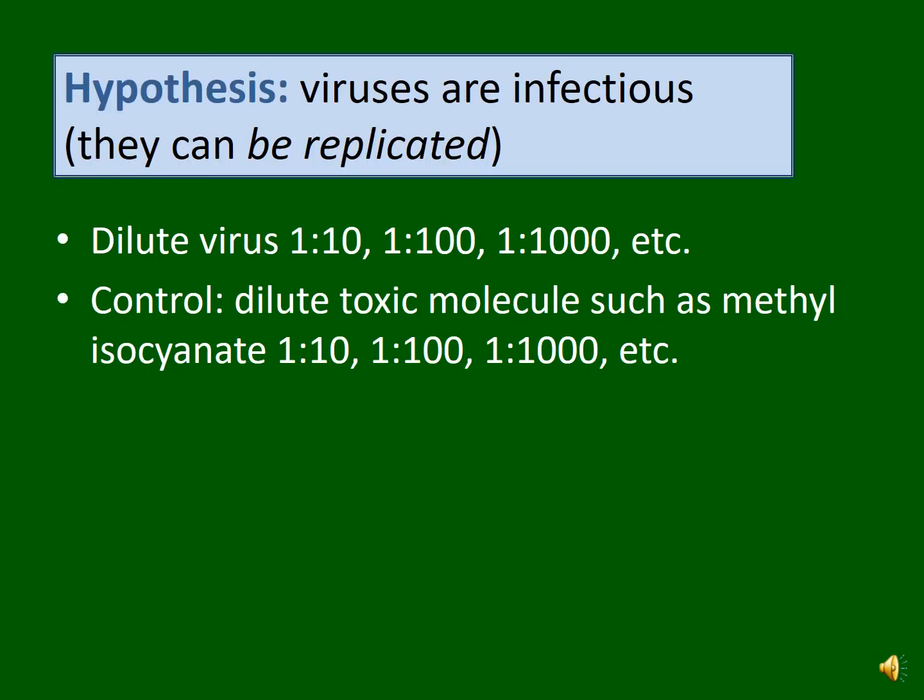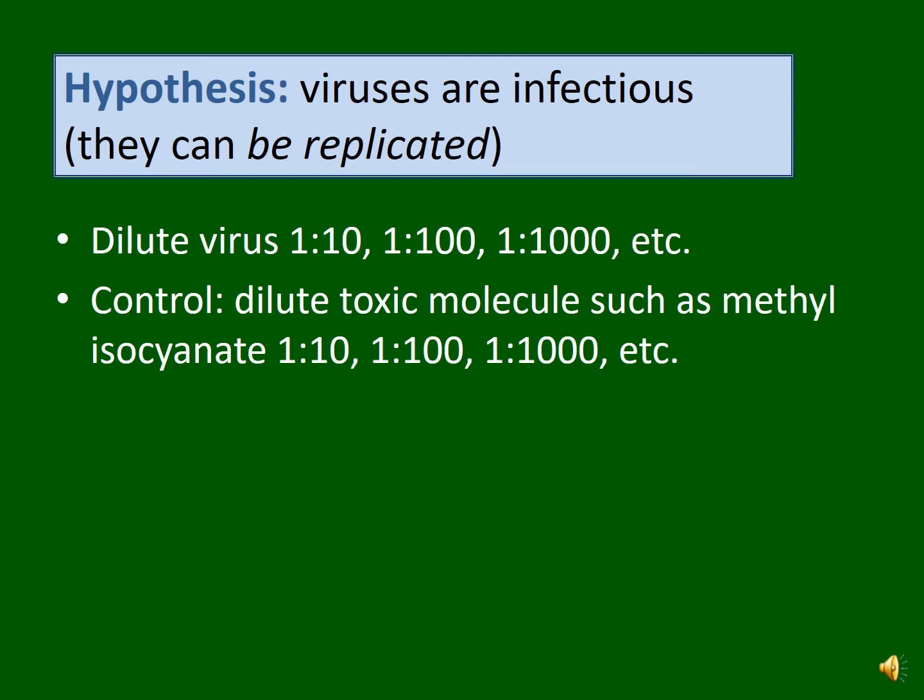If you want to test the hypothesis that viruses are infectious, that is, that they can be replicated, you've got to dilute it way out, and we do this serially. You dilute it first 1 to 10, and then you dilute the 1 to 10 by 1 to 10 again, so you have a 1 to 100, then 1 to 1,000, and so on. And you show that no matter how great the dilution is, you still end up with the same disease. It may take more time, but you get the disease.